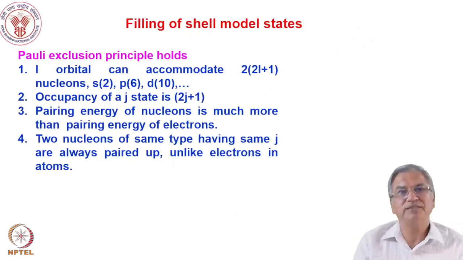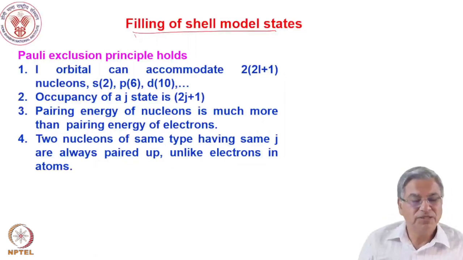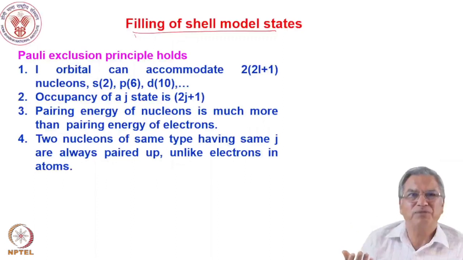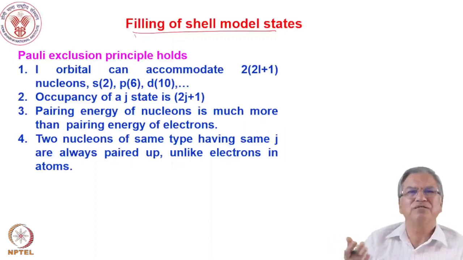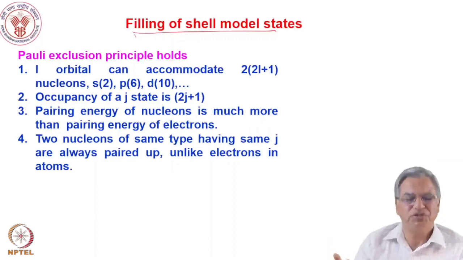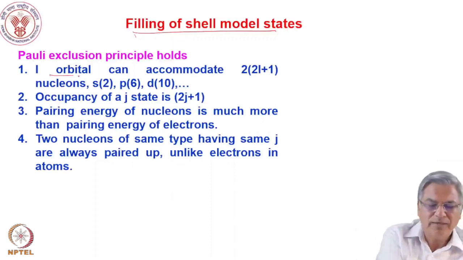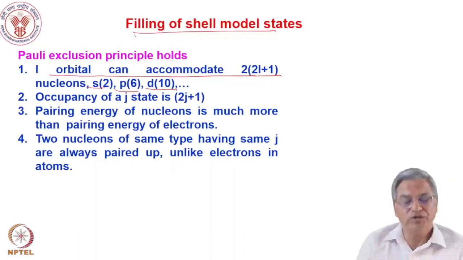Now we will fill the shell model states in light of spin-orbit coupling. Let us see how we start filling the spin-orbit coupled states. First, we follow the Pauli exclusion principle, that is, no two nucleons will have the same quantum numbers. But the main point is that the filling of electrons in atoms and of nucleons in a nucleus is quite different. In atoms, maximum multiplicity prevails: the state having the maximum unpaired electrons has lower energy. But in the nucleus, the moment you have two unpaired nucleons, they get paired up because the pairing energy is very high. So an L orbital, as you have seen previously, can accommodate 2(2L plus 1) nucleons, like s2, p6, d10, f14 and so on.